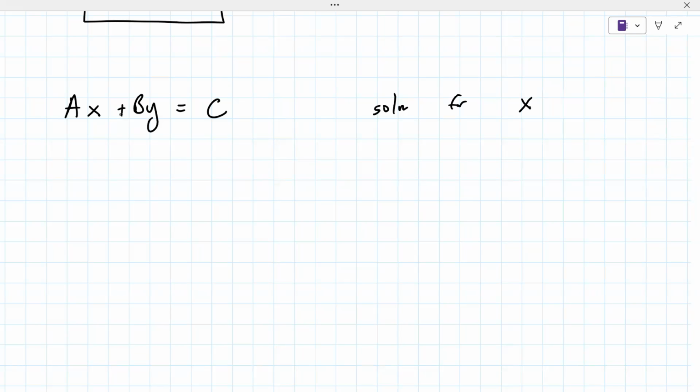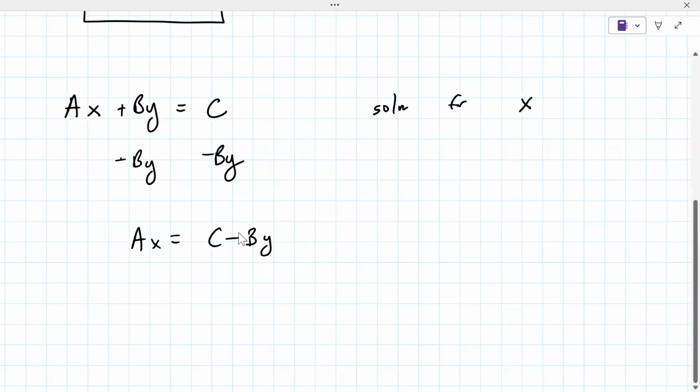Right. How are you doing on this one? Kinda. So did you subtract by from both sides? Yes. So this is ax equals c minus by. What's left to do here to solve for x? Get x isolated. Right.